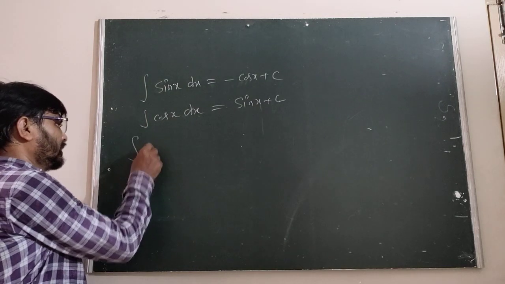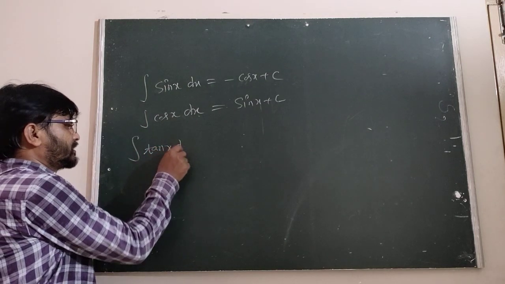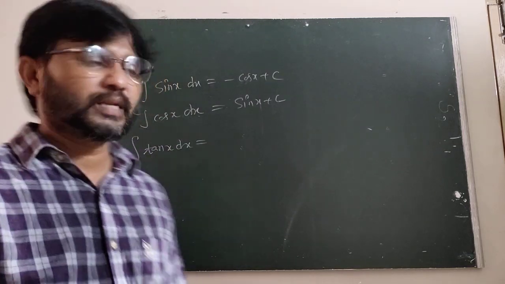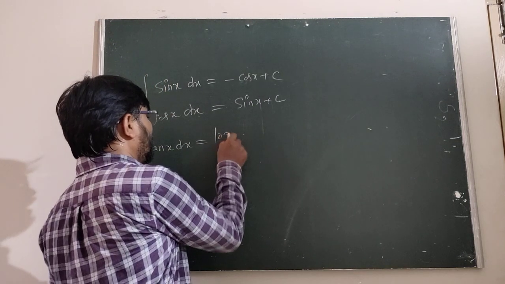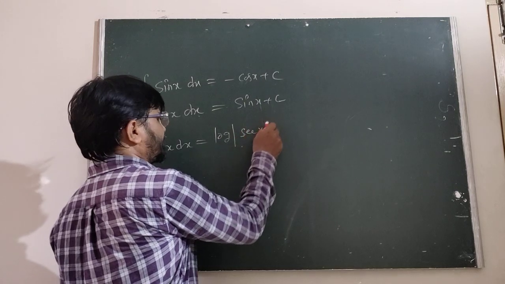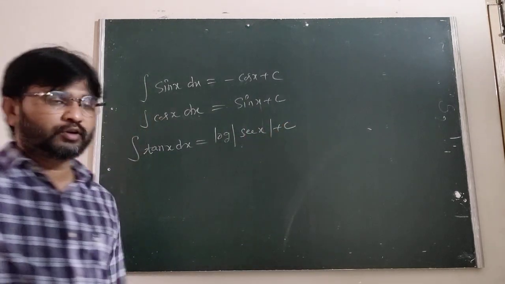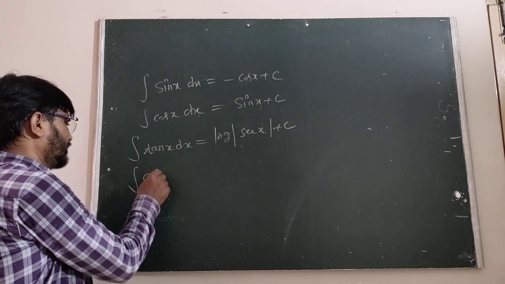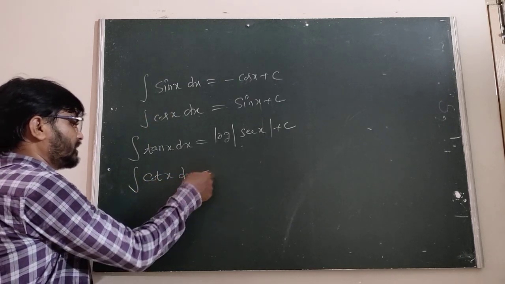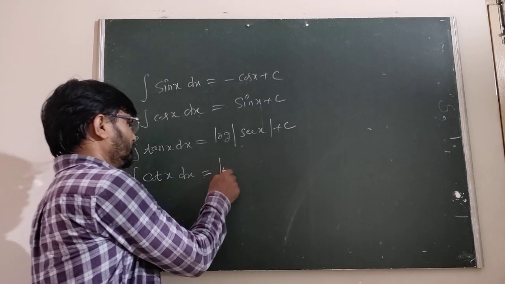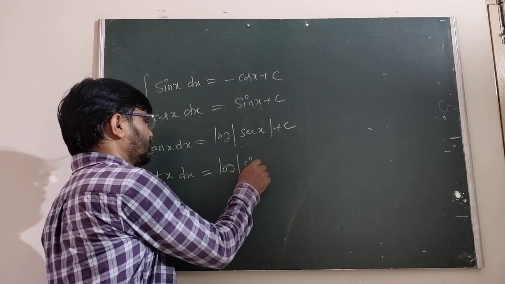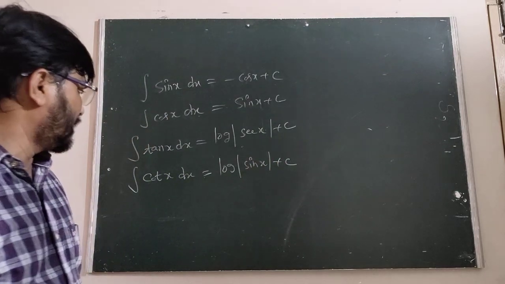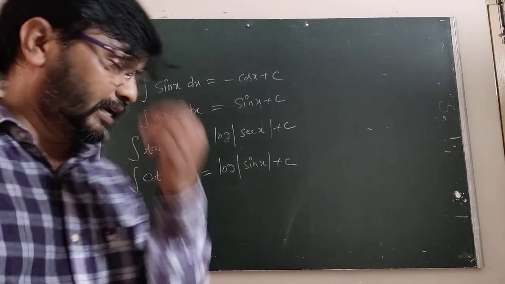Now we know that the integral of tan x dx is log mod of secant x plus c. Now we go to the integral of cot x. Sin, cos, tan, cot. Integral of cot x dx is log mod of sin x plus c. Just now we proved that the integral of cot x dx is log mod of sin x.